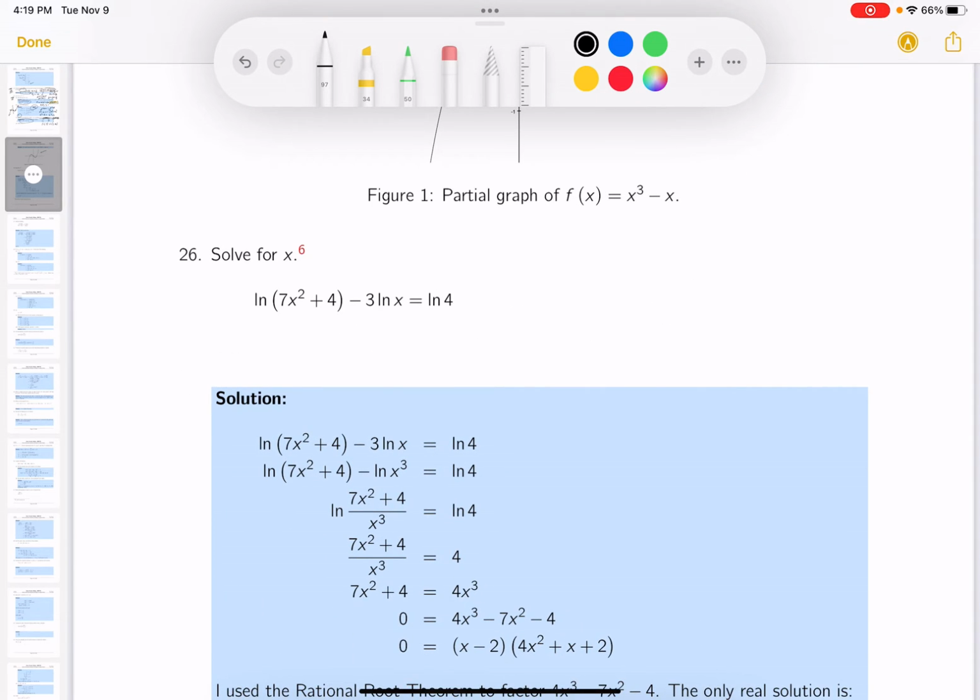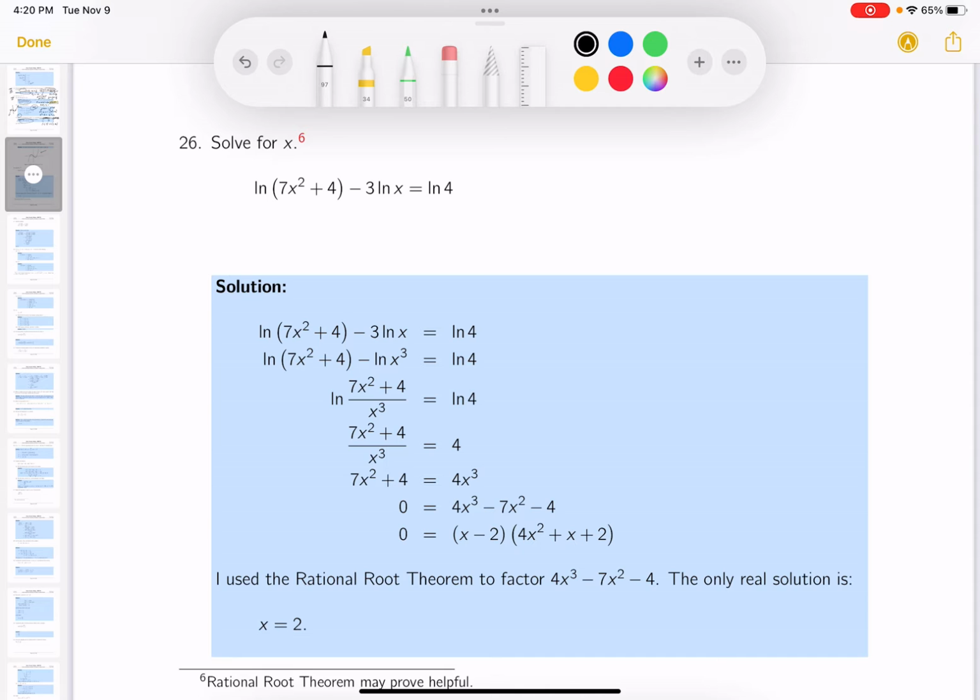This one, number 26, says solve it. How am I going to solve that? I guess I'm going to solve it by knowing something about logs. And what do you go over here? These are natural logs. I'm sorry, it looks like a limit, doesn't it? I don't want that to look like a limit. It's a natural log, and that means base e. And what do you get over here? 7x squared plus 4 over x cubed. All right, I got that part. And that equals a natural log of 4.